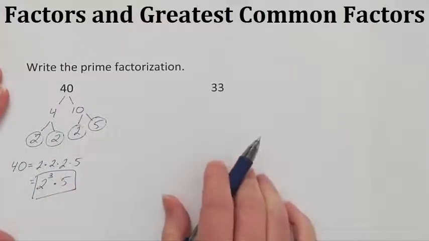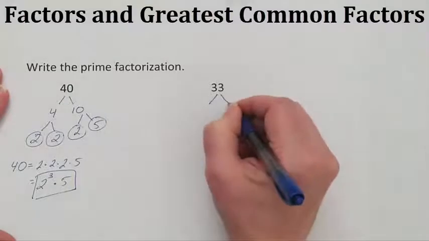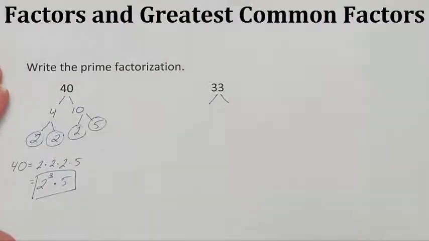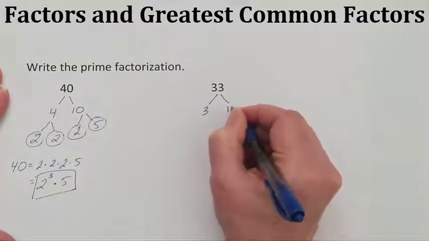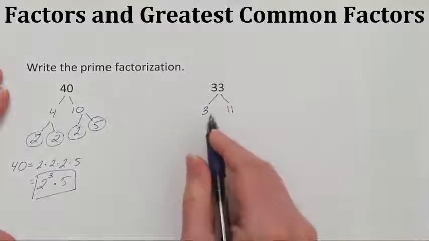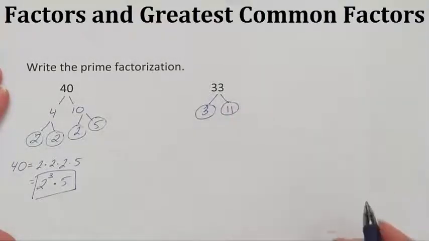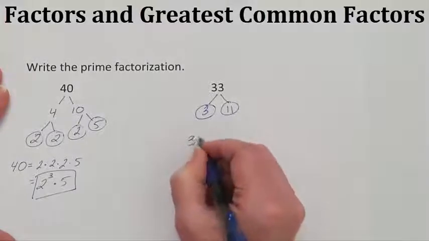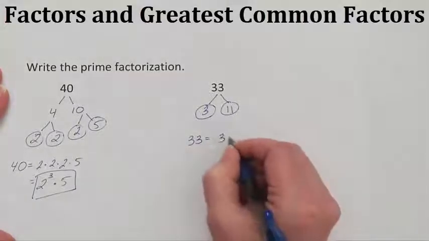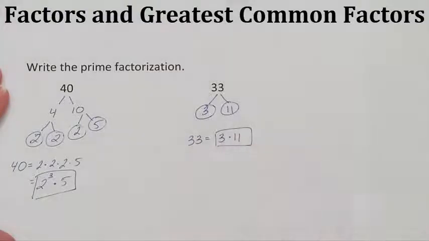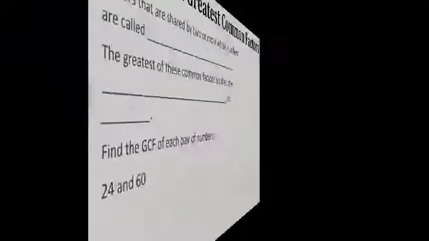Let's go ahead and do it for 33. I need two numbers that multiply together to give me 33. I know 3 times 11 would give me 33. 3 is prime. 11 is prime. So it was a really short factor tree. For 33, the prime factorization is 3 times 11. And that is the prime factorization of 33.